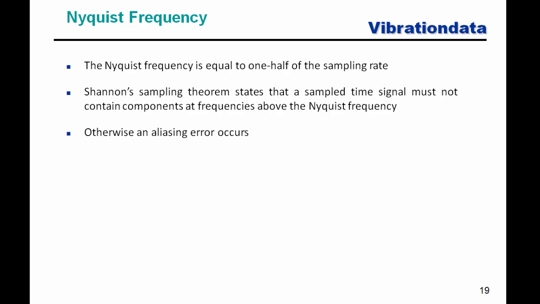Okay, an important concept here is the Nyquist frequency. This is going to be making several appearances over the next couple of webinar classes. So the Nyquist frequency is equal to 1/2 the sample rate. And Shannon's sampling theorem states that a sampled time signal must not contain components at frequencies above the Nyquist frequency. Otherwise, if we violate that rule of thumb, we get an aliasing error. So we're going to be talking about aliasing errors and precautions for preventing aliasing in some upcoming units.